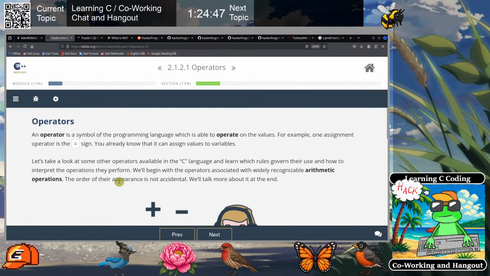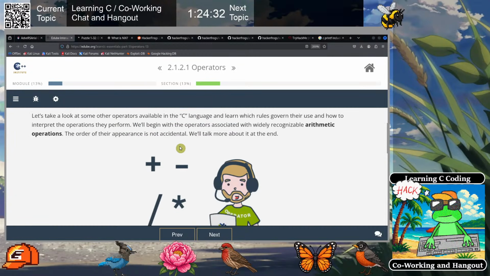Okay, operators. I can't believe we haven't been talking about operators all this time. An operator is a sign of the programming language which is able to operate on the values. For example, one assignment operator is the equal sign. You already know that it can assign values to variables. Let's take a look at some of the other operators available in the C language and learn which rules govern their use and how to interpret the operations they perform. We'll begin with the widely recognizable arithmetic operators. The order of their appearance is not accidental. We'll talk more about it in the end.